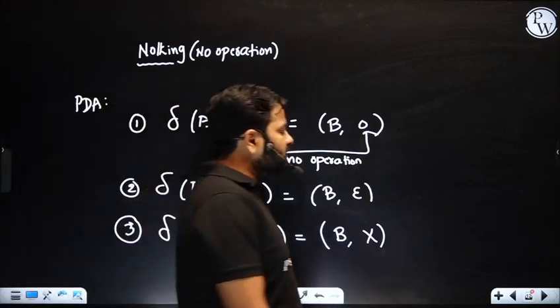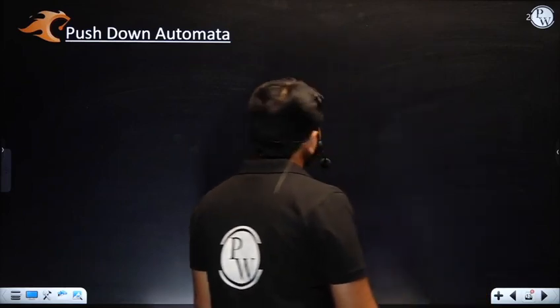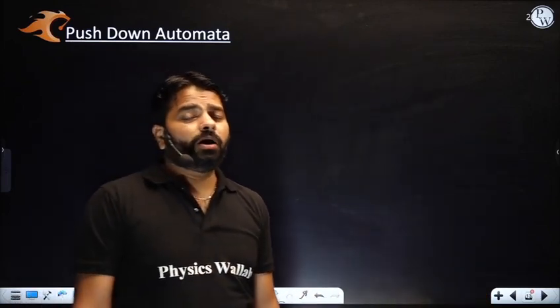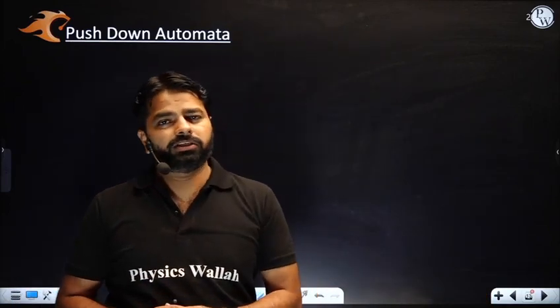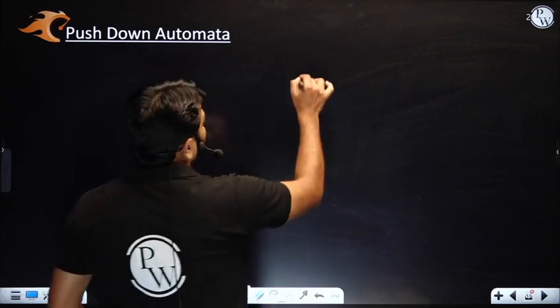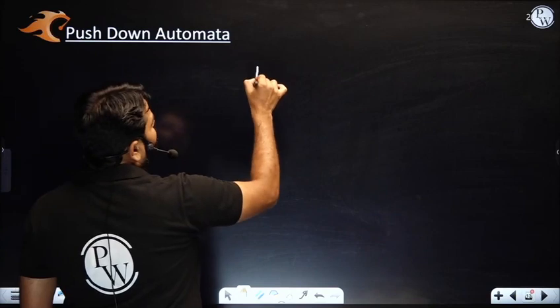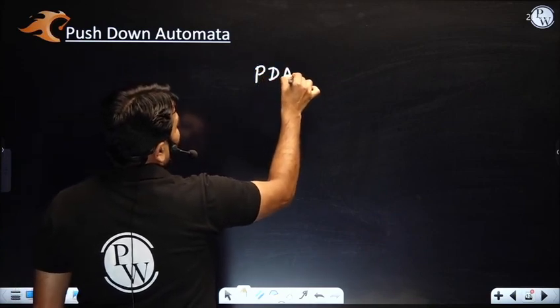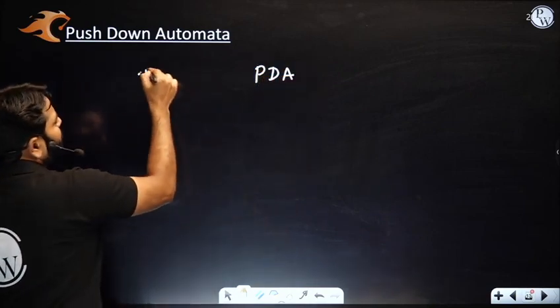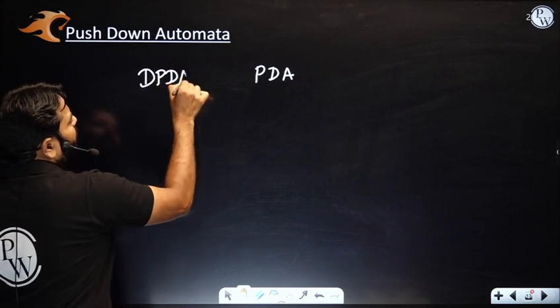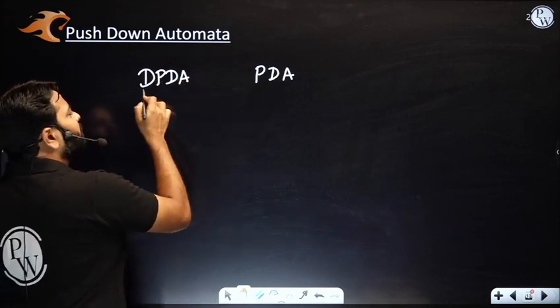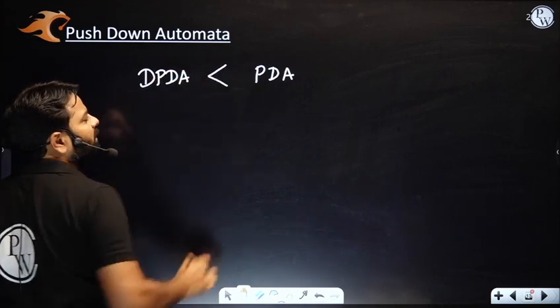Now I hope with this you got to know how to perform the operations on the stack. But you know, I told there are two things: pushdown automata and deterministic pushdown automata. What is the power of these machines? Basically, DPDA is less powerful than pushdown automata.